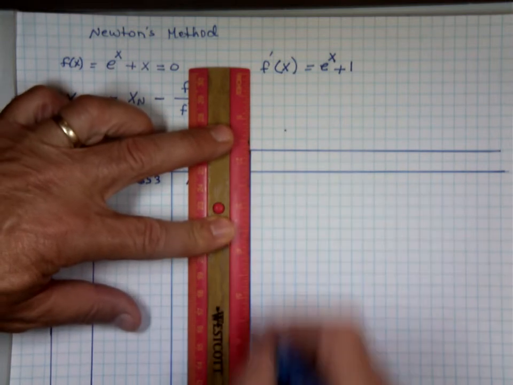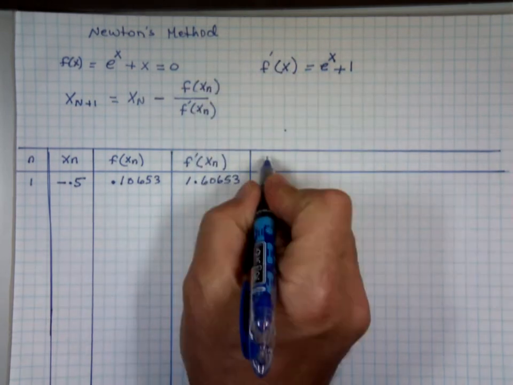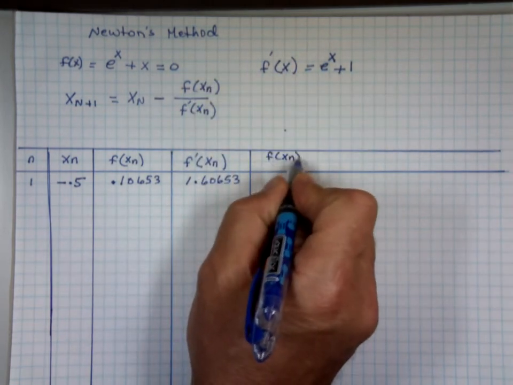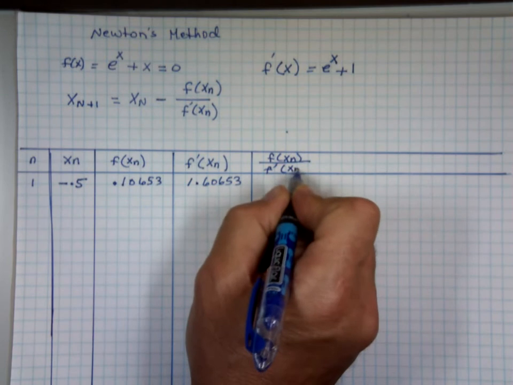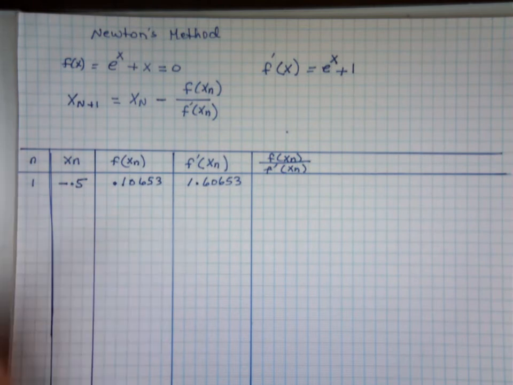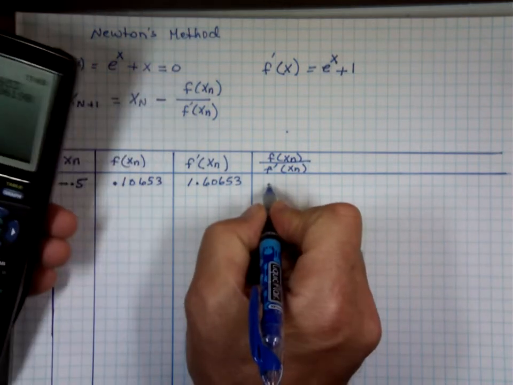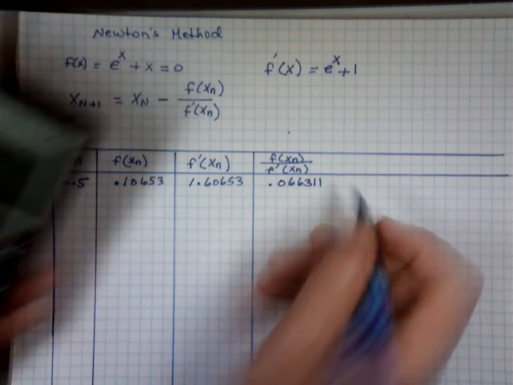Then I'm going to divide now. I'm going to find the answer to this little piece right here. What's f of x of n divided by f prime of x of n? Divide this number by that number. 0.10653 divided by 1.60653. This is 0.06611. Good enough.